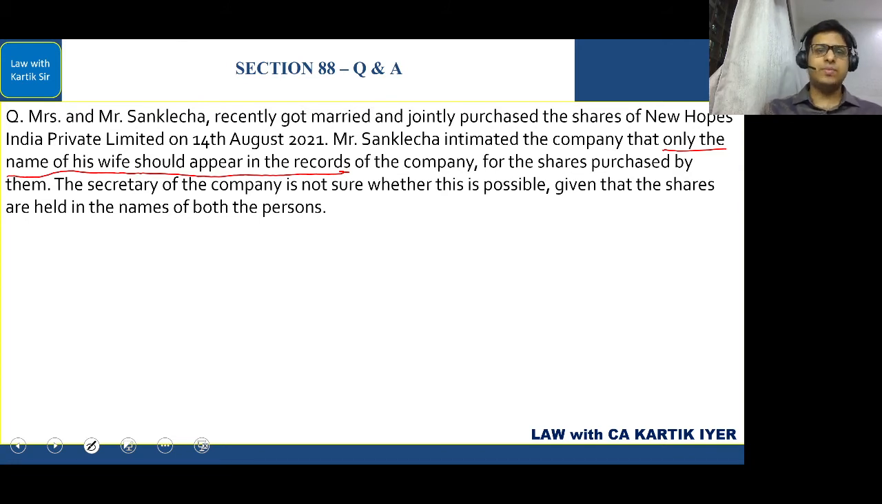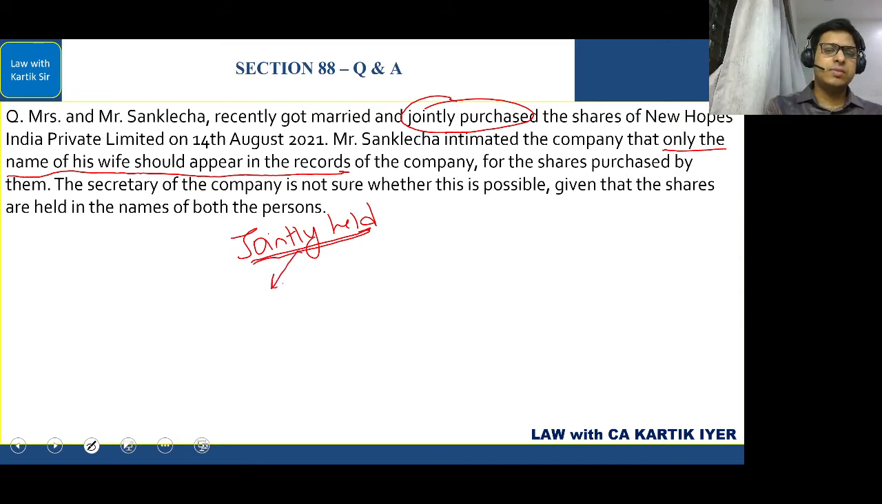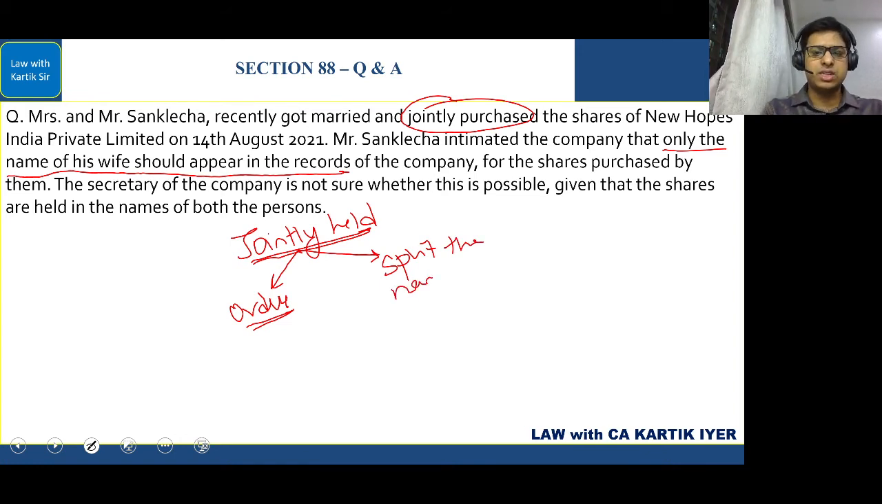Now understand this very carefully. Whenever the shares are jointly held, there can be two possibilities. First, the persons can tell the company the order in which the names should be written in the register of members. So first, Mrs. Sanklecha's name can be written, and after that, Mr. Sanklecha's name can be written. It can be done in that way, or they can divide the shares among themselves. That is, they can split the ownership of the shares, split the naming part. Okay, so I'm just writing split the naming.